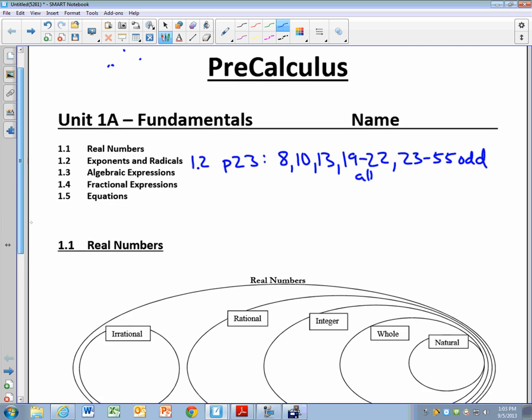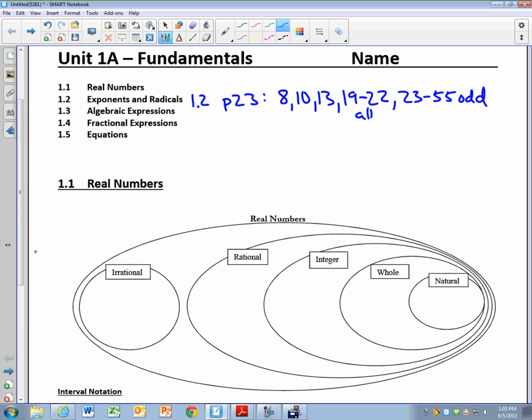Here's your assignment: section 1.2, page 23. 8, 10, 13. These 4 problems, 19 through 22 all, and then 23 through 55 odd. That ends up being about 12 more problems there. So I think you've got right about 19 problems or so to do.